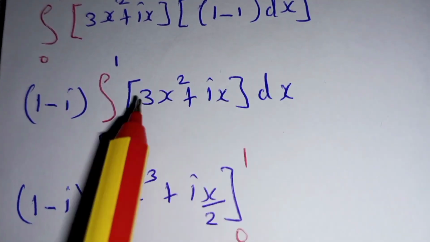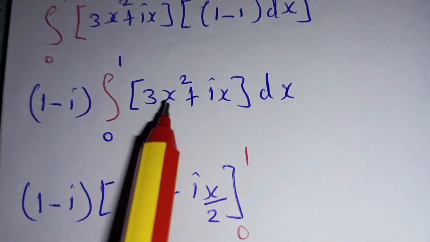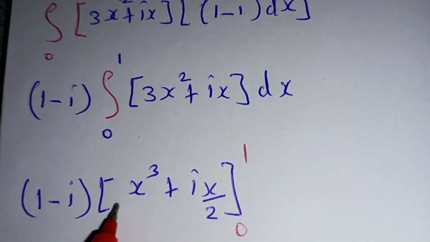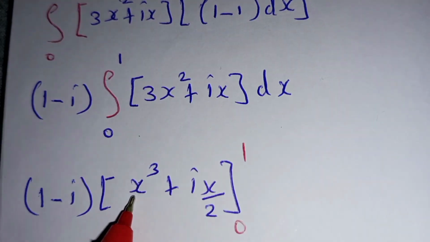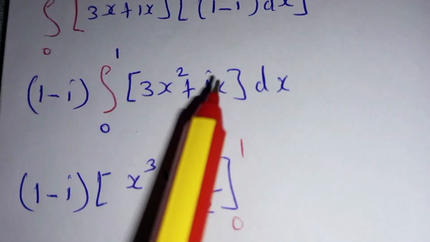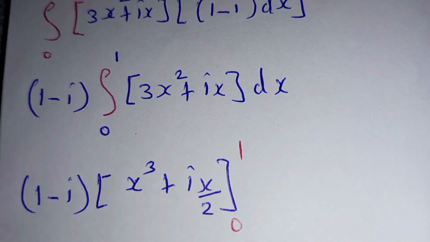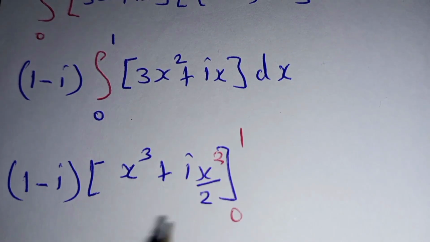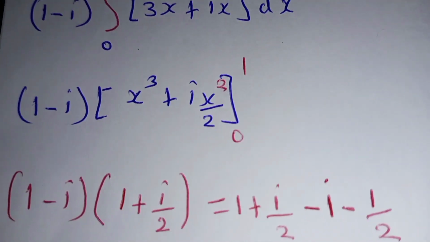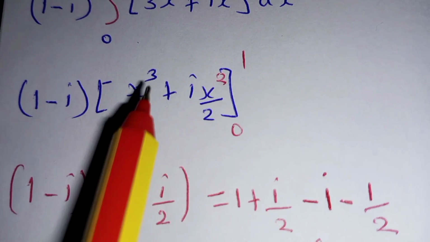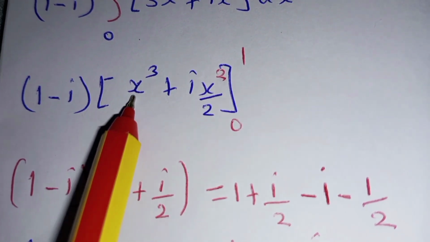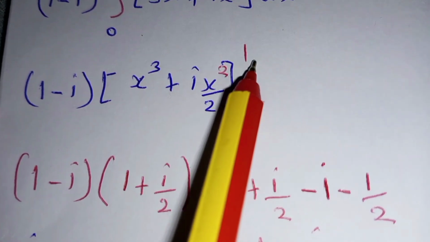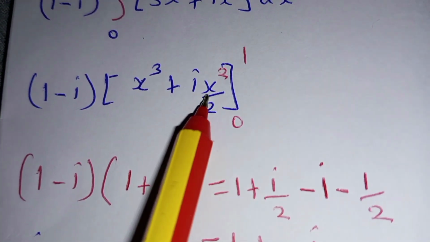So integrate this termwise. When we integrate 3x squared, we obtain x cubed, since the 3 cancels. When we integrate x, we obtain x squared over 2. Then we substitute the boundary. Instead of x cubed, we substitute 1. 1 cubed is 1. Instead of x squared, we substitute 1, and 1 squared is 1.